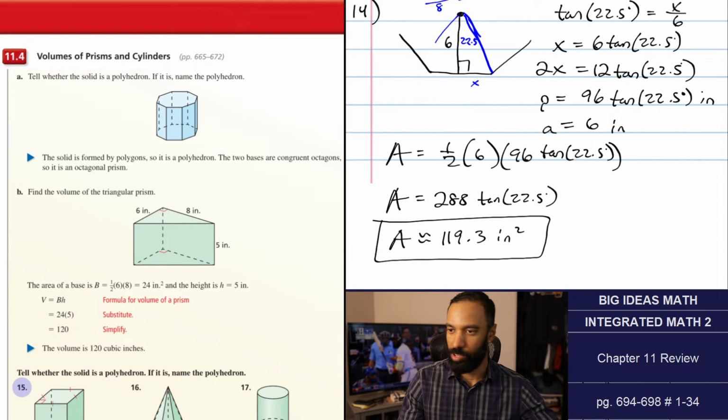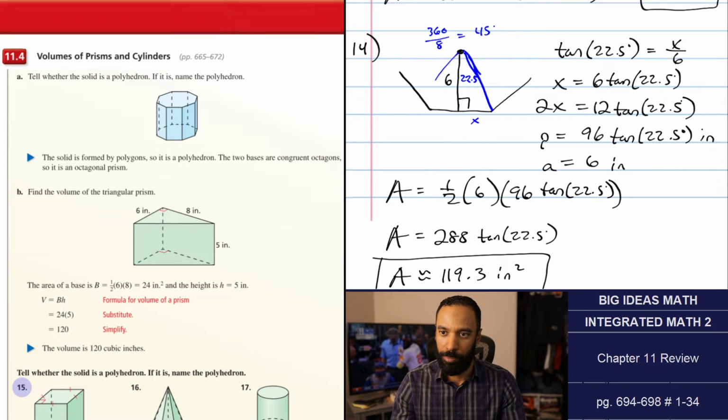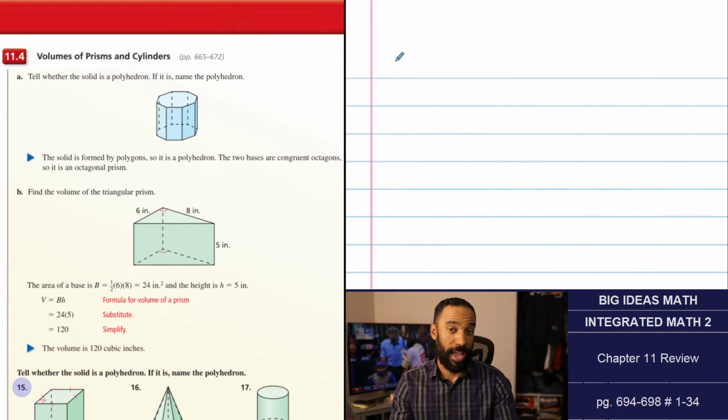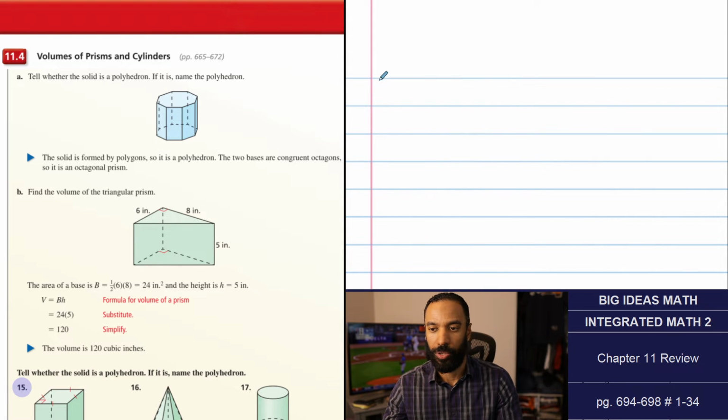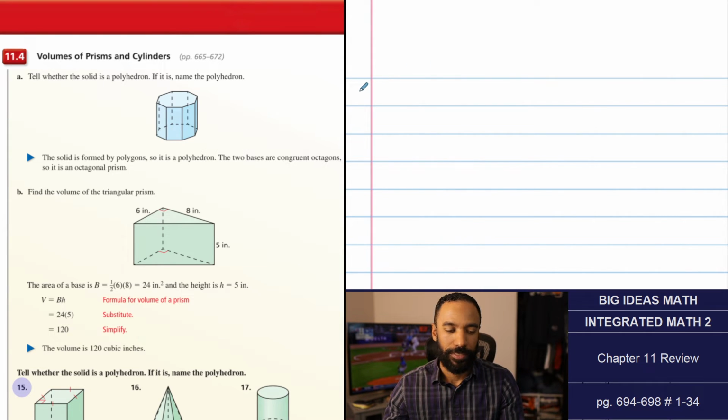Now, we may use parts of 11.3 and 11.4 when we do volume of prisms and stuff, because we might have to do areas of hexagons for them. In fact, they don't show you on this first one. I thought they were going to do that. But all right, so 11.4, let's go through the example bit.